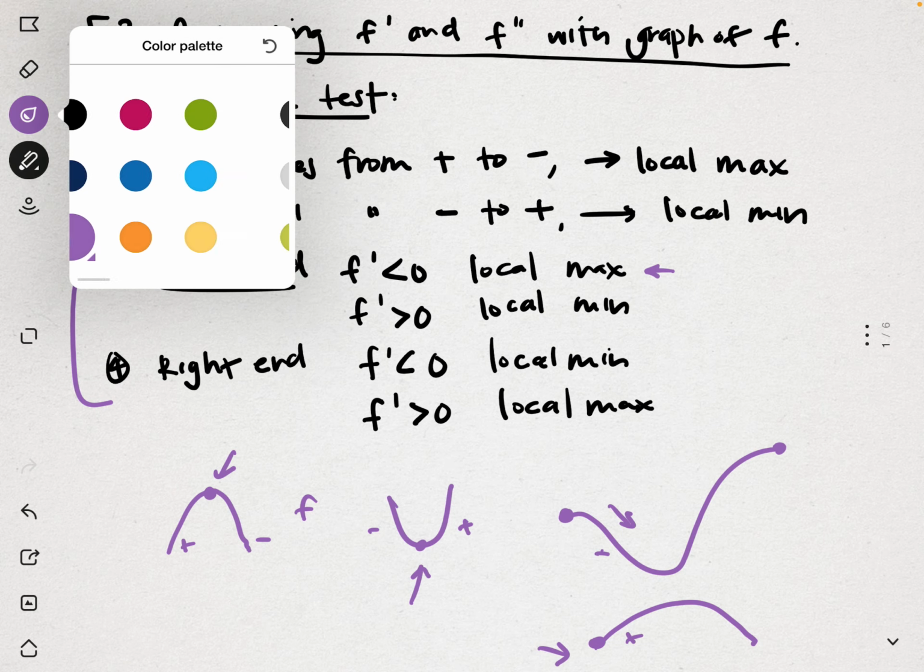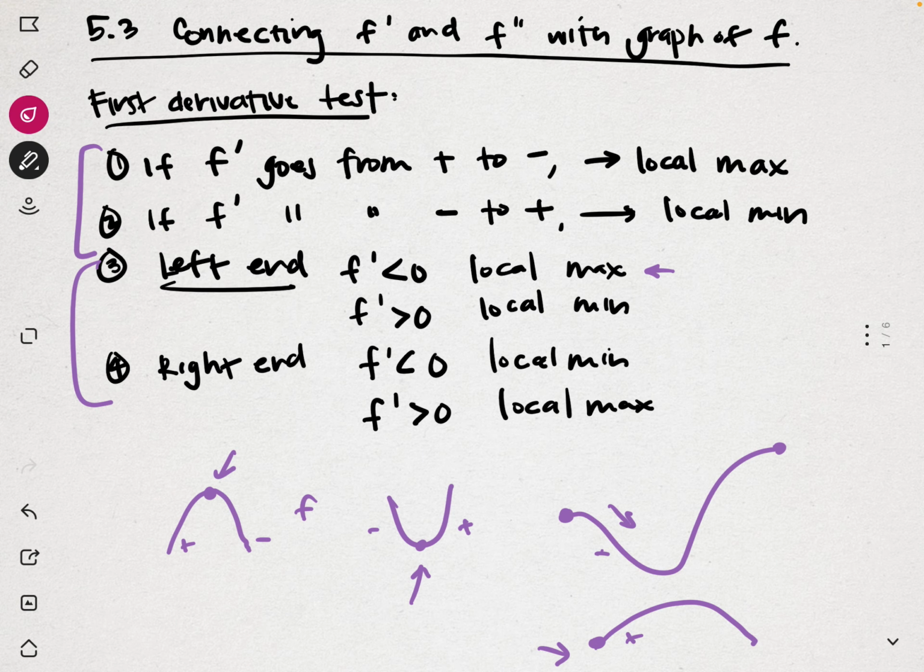And then same idea with the right end, but it's flip-flopped because we're looking at the numbers to the left side of our right endpoint, excuse me. So if f prime is less than 0, then it's a local min. Notice this is increasing, so this would be a local max. If it's the other way around, if the numbers on the left side were decreasing, then we have a local min.